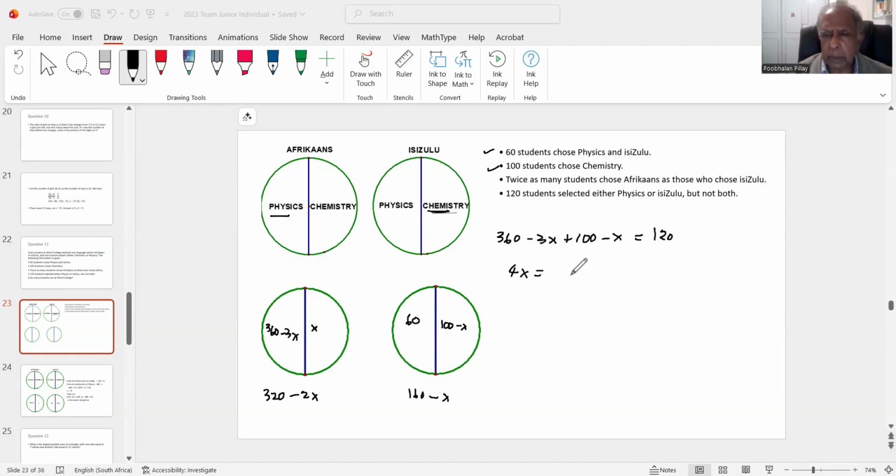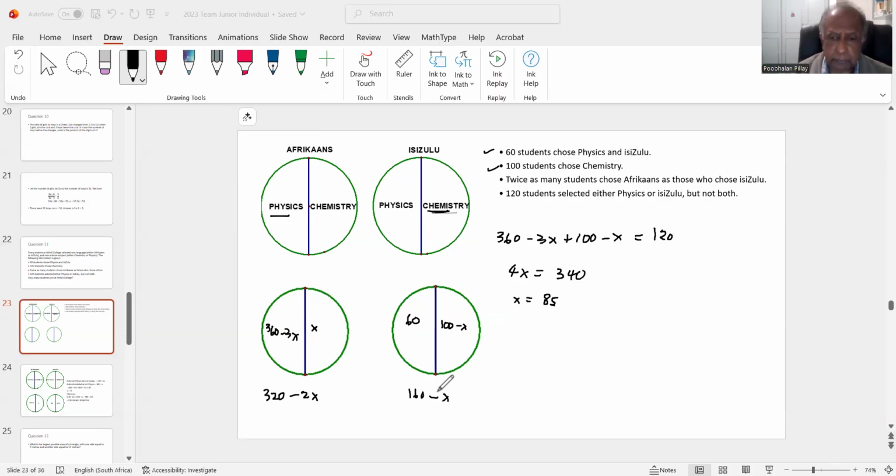460 minus 120 gives you 340. Okay, that means x is 85. So x is 85. So the 85 students here.